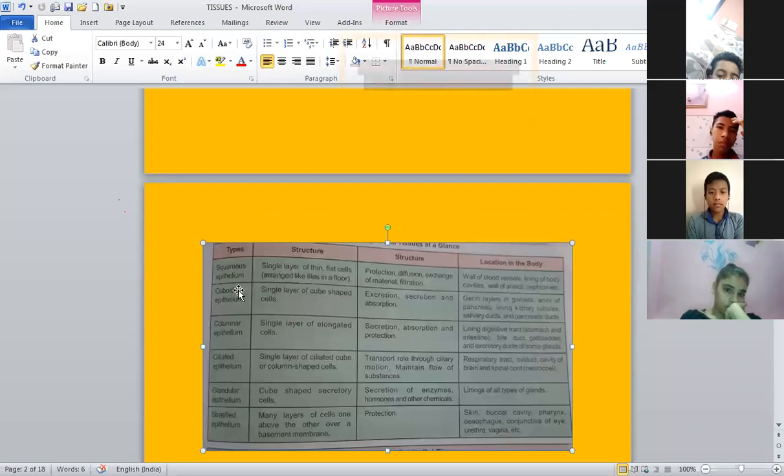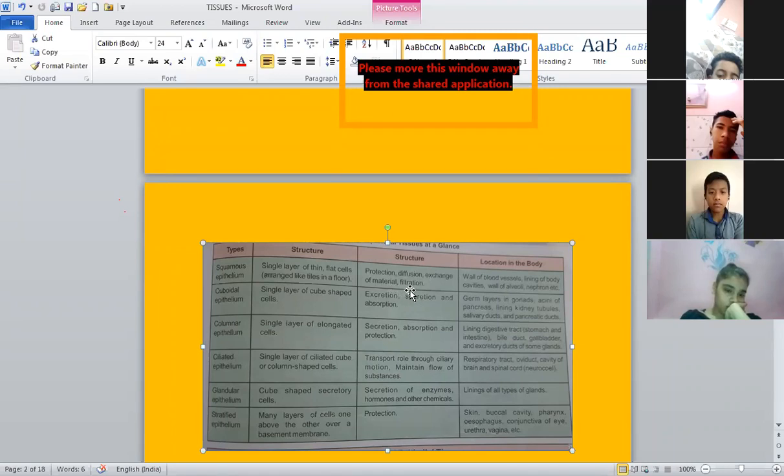Then one by one we'll study the function of squamous epithelium. Single layer of thin flat cells arranged like tiles in a floor. I've shown you the diagram. Their main function is protection, diffusion, exchange of material, and filtration. And they are located in the blood vessels, lining of the cavities, wall of alveoli, and nephrons, etc.